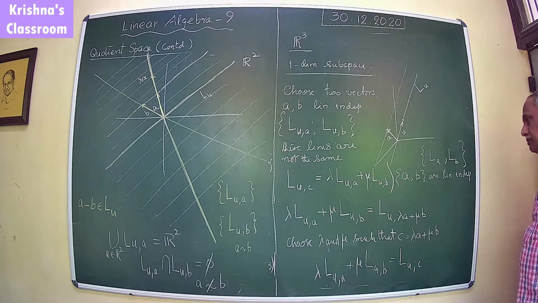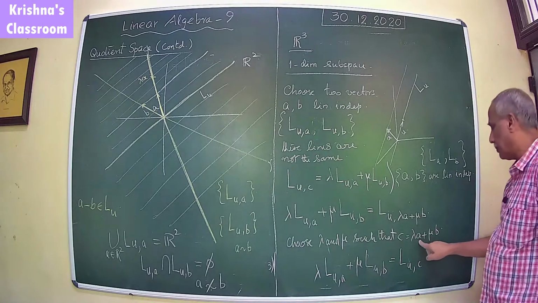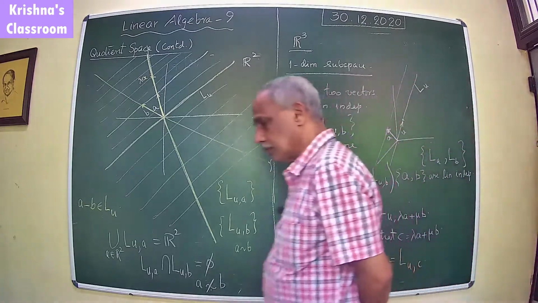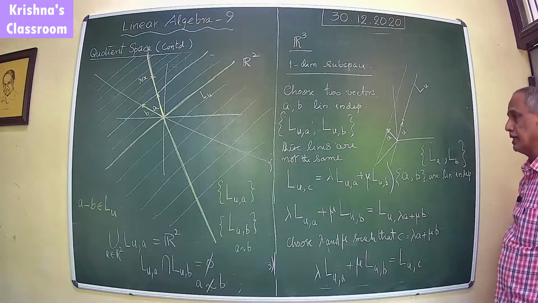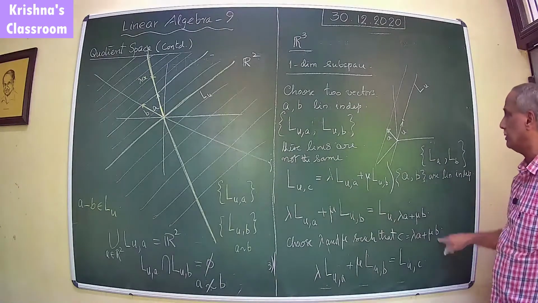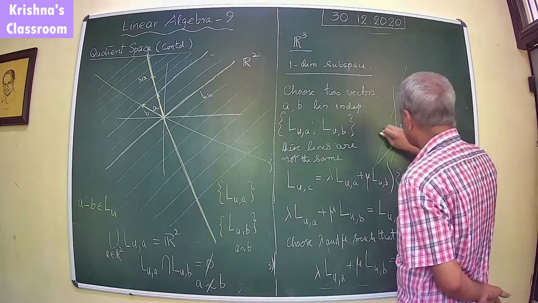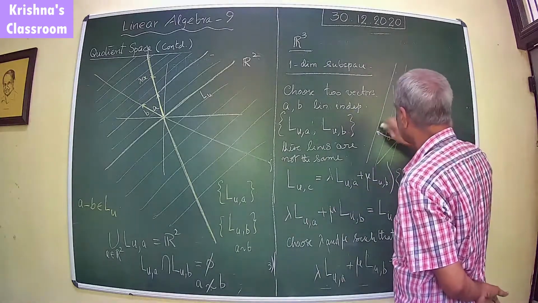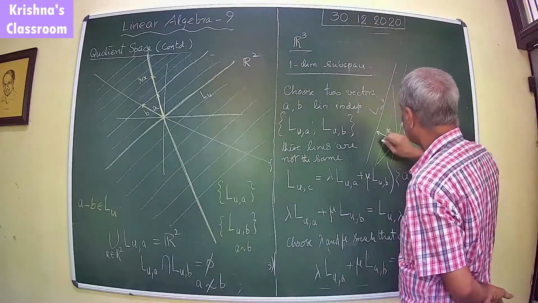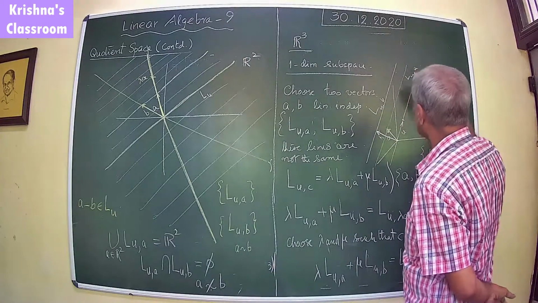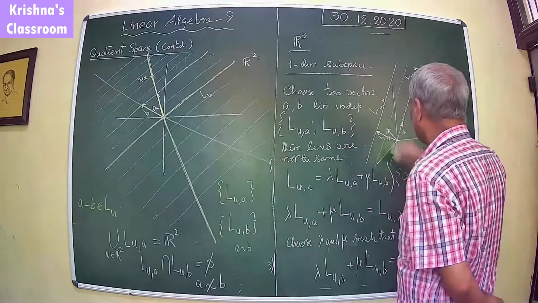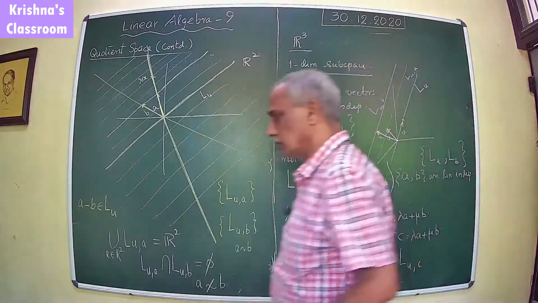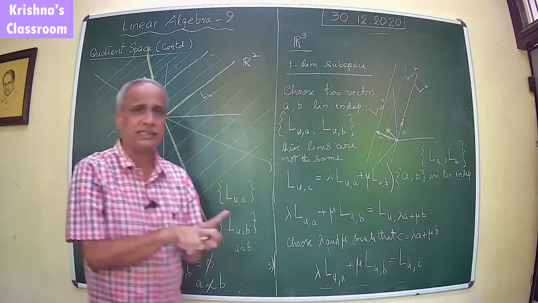Therefore, every line can be generated in the form lambda A plus mu B, where A and B are not taken along the line U, and such that A and B are linearly independent. Such a choice is possible because you are in the three-dimensional space and one dimension is taken care of by U. The other two vectors you can choose in whichever way you want, such that they are linearly independent.